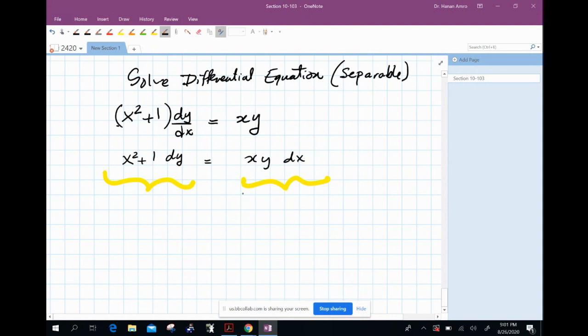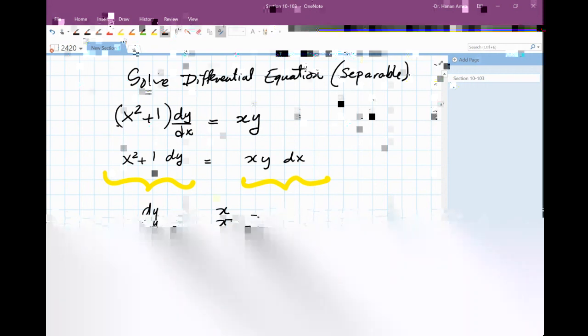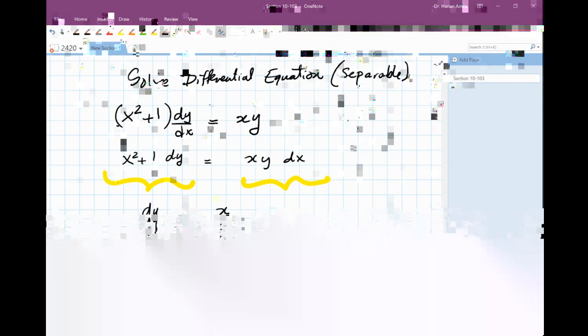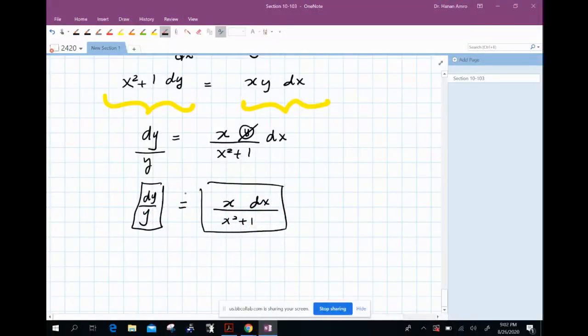Now, I would really like to divide both sides by x squared plus 1, and that is dx. I can also take this y and divide the other side by y, so we can eliminate the y. Then we have dy over y, and that's equal to x dx over x squared plus 1. Now, we integrate this side with respect to y and this side with respect to x.